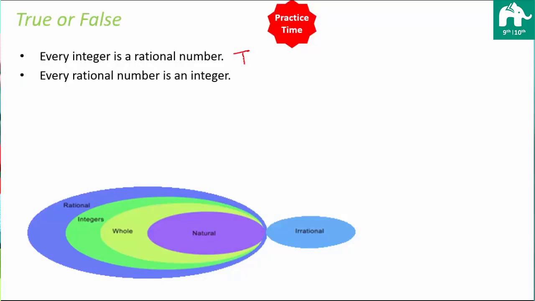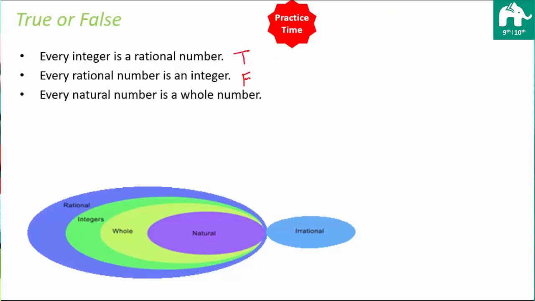Every rational number is an integer. Is that true? No, because all rational numbers are not integers. There are many rational numbers which are not integers. Correct? For example, any integer, -3, -5, -27, they are all rational numbers. But if I talk about, say, -2 by 3, that is not an integer. So this is false.